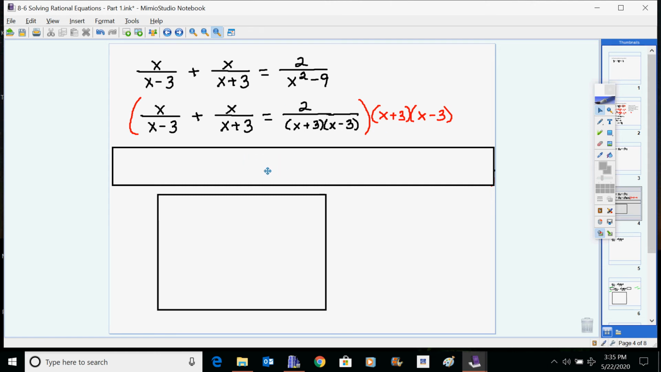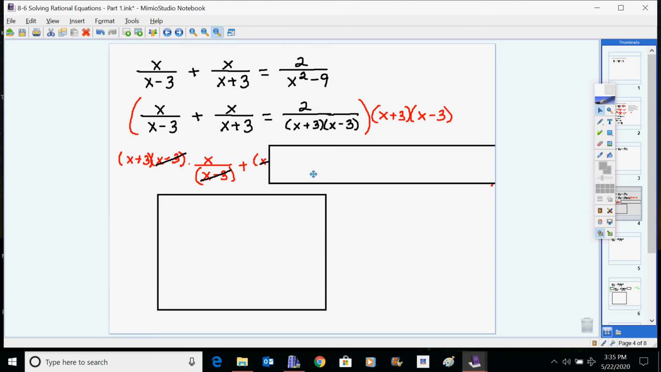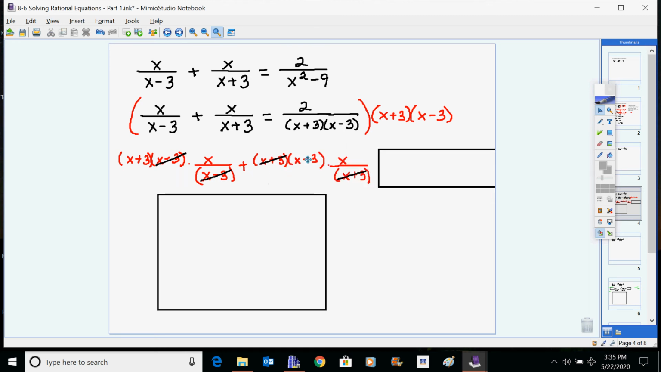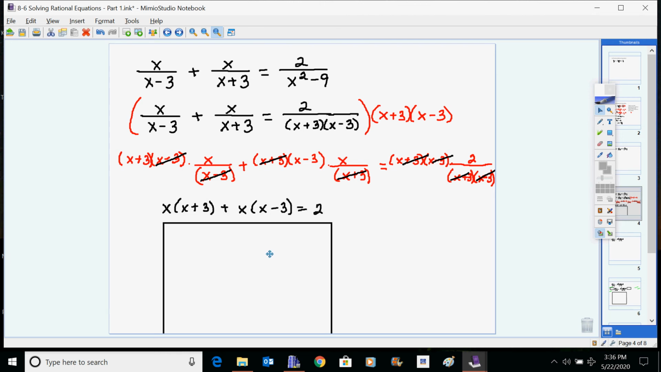So we're distributing x plus 3, x minus 3. And the good part about it is the x minus 3's will cancel. Here we're going to distribute the x plus 3 and the x minus 3. And the x plus 3's are going to cancel out. And here we distribute them and they both cancel out and we're left with just a 2, which is really great because now I have this x that's multiplied times x plus 3 and this x that's multiplied times x minus 3 and it equals 2 on the other side. So it's getting to be an easier and easier problem.